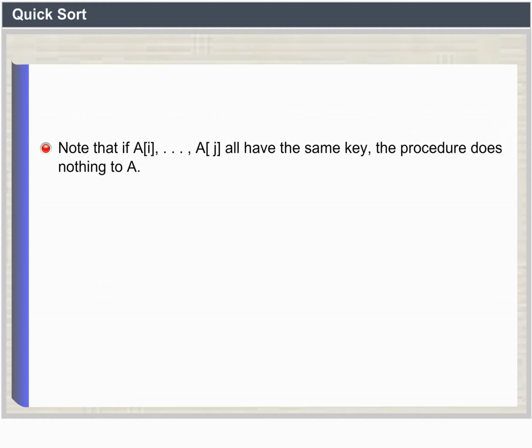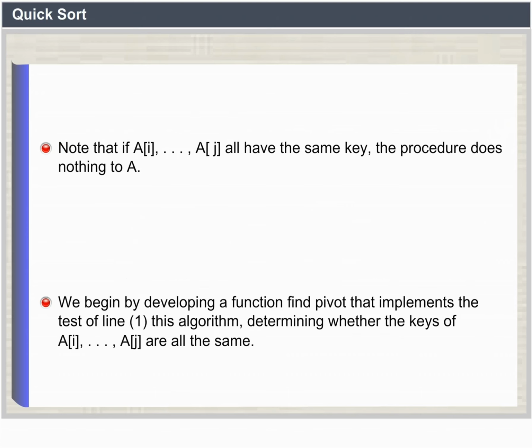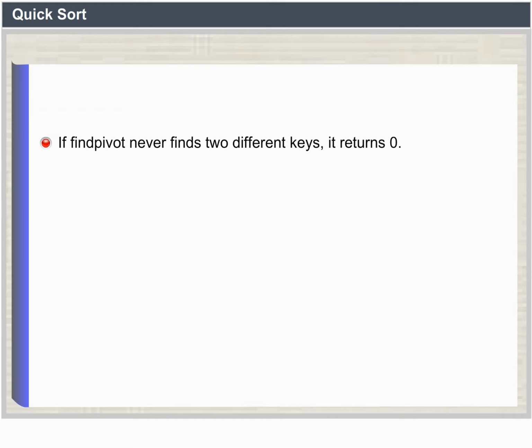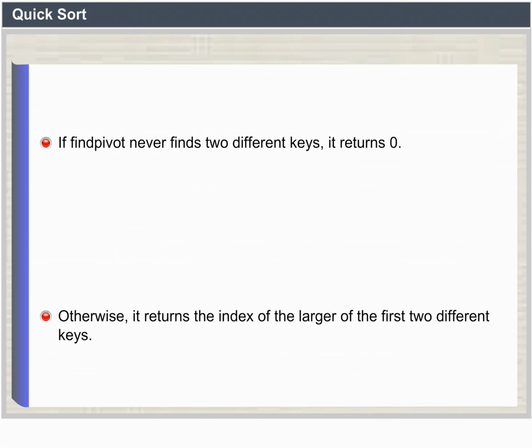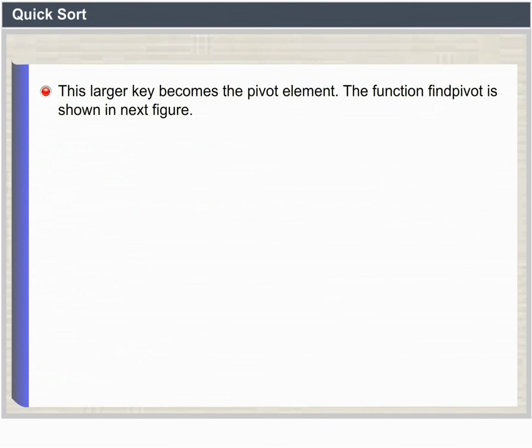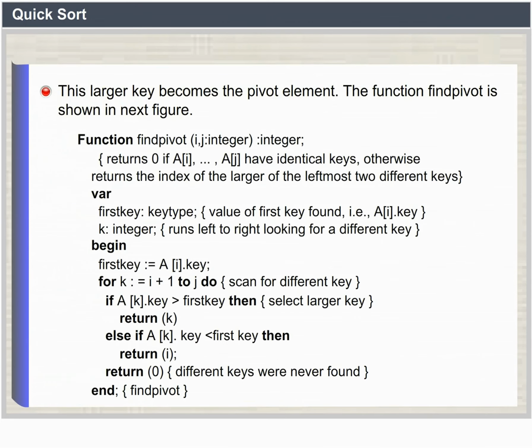We begin by developing a function findPivot that implements the test of line 1 of this algorithm, determining whether the keys of A[i] to A[j] are all the same. If findPivot never finds two different keys, it returns 0. Otherwise, it returns the index of the larger of the first two different keys. This larger key becomes the pivot element. The function findPivot is shown in this figure.